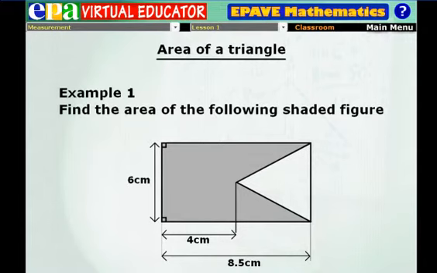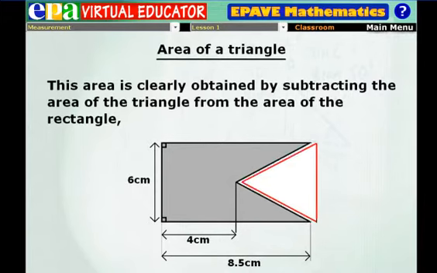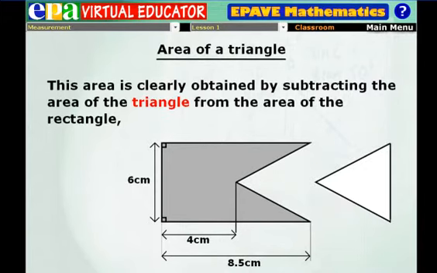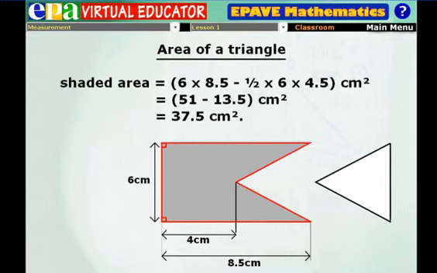Let us look at an example. Find the area of this shaded figure. This area is clearly obtained by subtracting the area of the triangle from the area of the rectangle. That is, shaded area equals 6 times 8.5 minus half times 6 times 4.5 centimeters squared, which is equal to 51 minus 13.5 centimeters squared, which gives 37.5 centimeters squared.